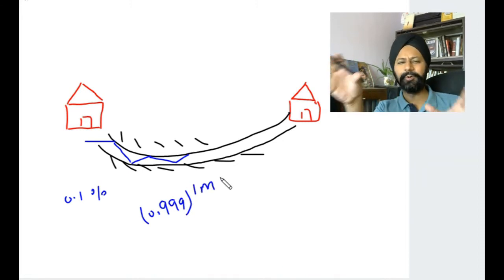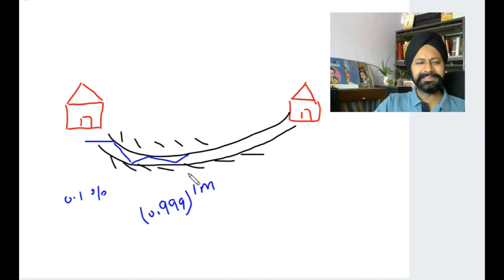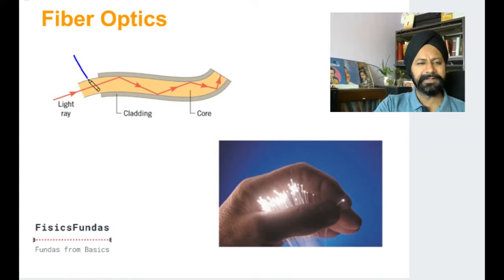You have virtually no signal at the other end because you're not getting 100%, and there are millions of reflections. But the solution here is very simple: fiber optics. So let's say the inside material is a denser medium, and the outside medium is a rarer medium.